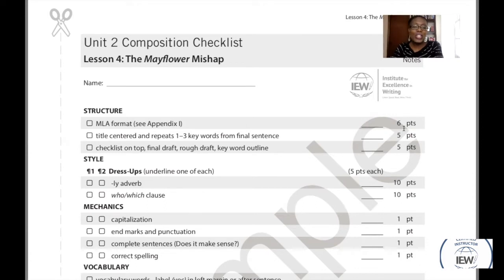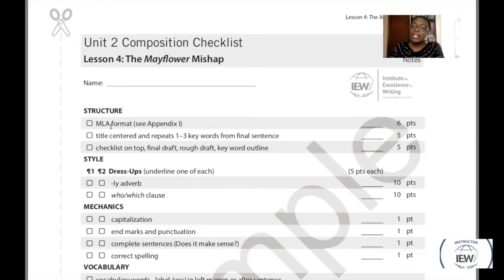The next thing under structure is that they are reminded to center their title and to follow what IEW calls the title rule, which is to repeat 1 to 3 keywords from their final sentence to retitle this work for the week. If they followed that, they receive 5 points for their grade.